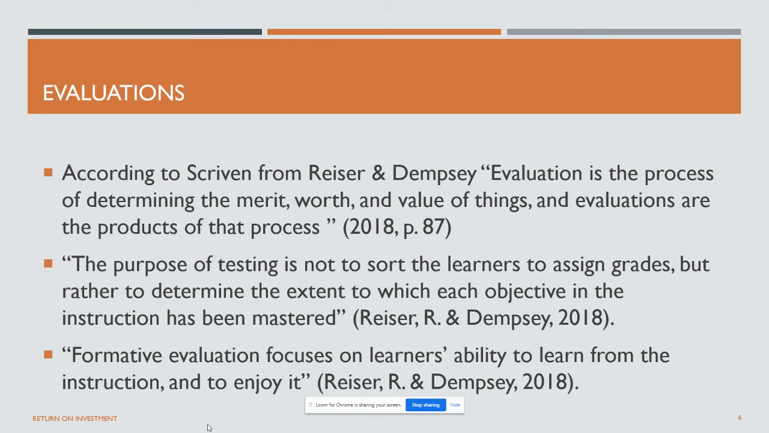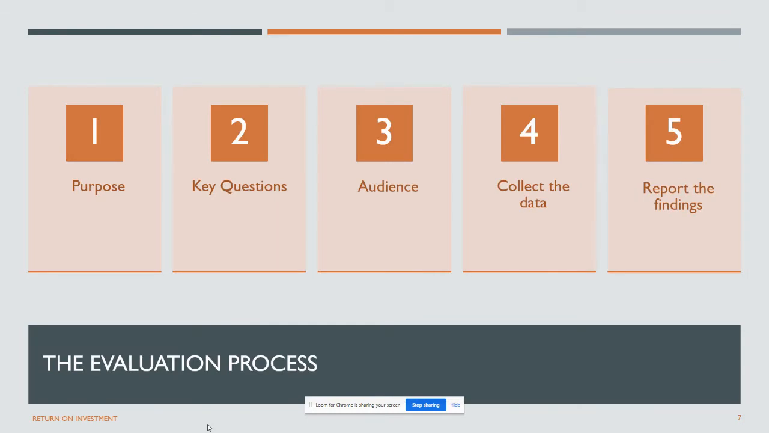The purpose of testing is not to sort the learners to assign grades, but rather to determine the extent to which each objective in the instructions has been mastered. Formative evaluation focuses on learners' ability to learn from the instructions and to enjoy it. Understand, however, that an evaluation that is not used is of little use to an organization or to the students being evaluated. The evaluation process occurs in 5 steps.